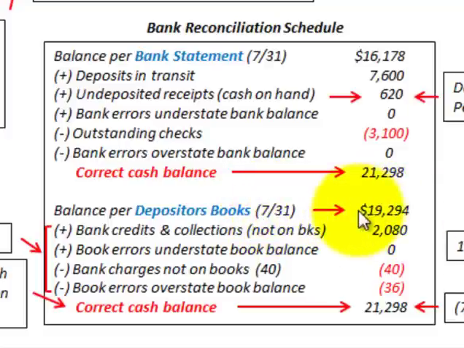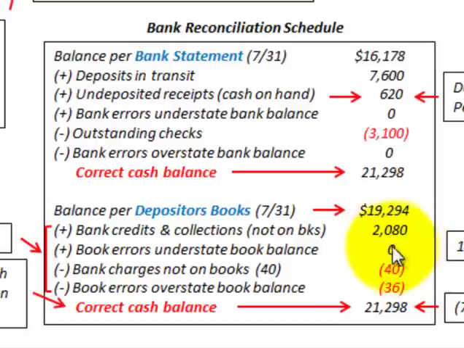So per the books, we had $19,294. But then there were some additions and subtractions based on this bank reconciliation schedule. The first one would be adding the bank credits and collections not on the books. In this case, there was $2,080 for a note or a loan that was collected by the bank and credited on the company's behalf. But the customer sent the $2,080 directly to the bank, so the company did not have this recorded on the books. And then we'd add any book errors that understate the book balance.